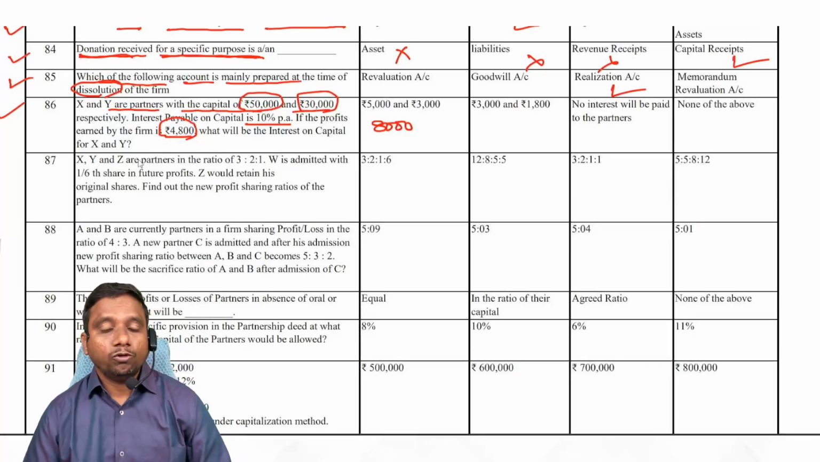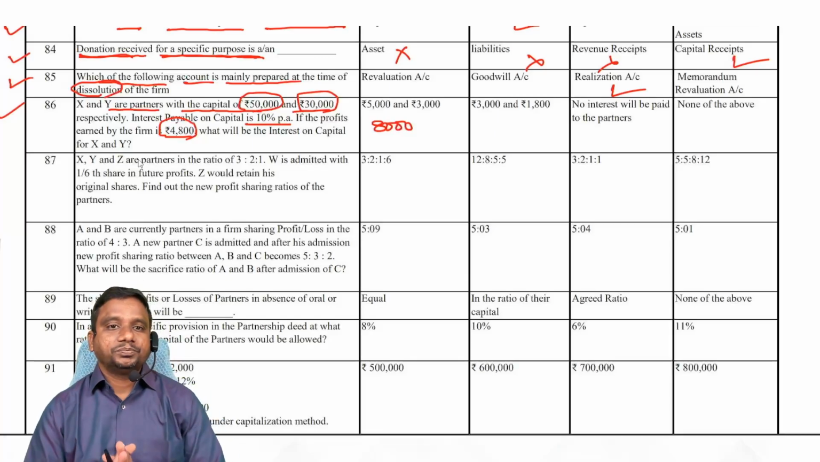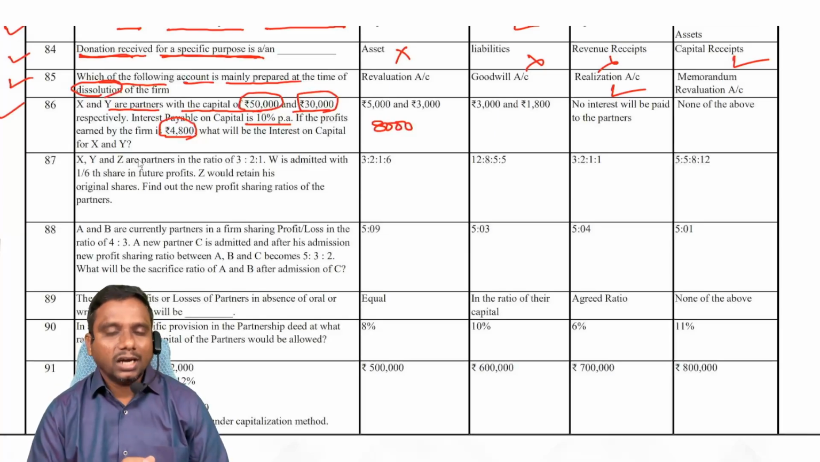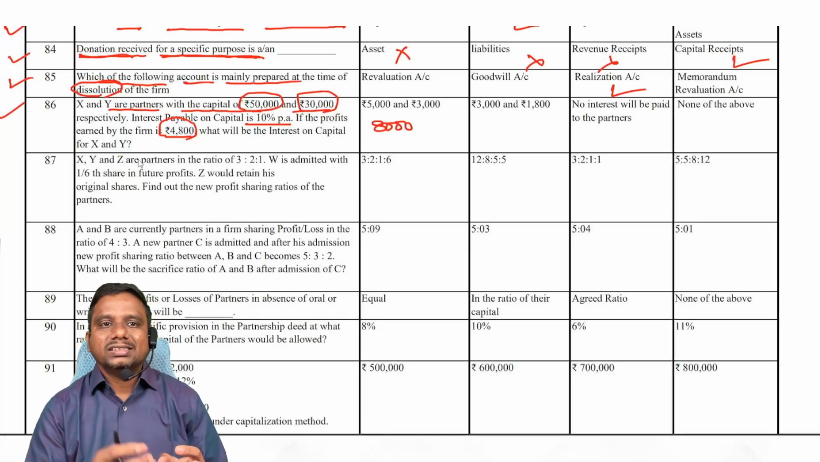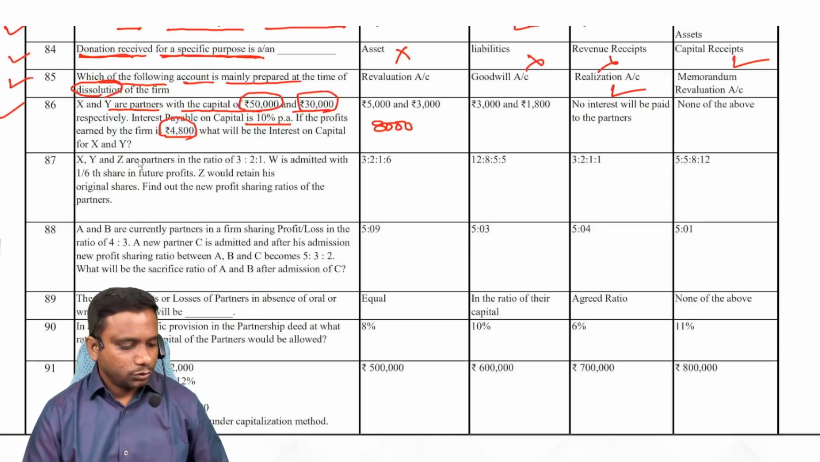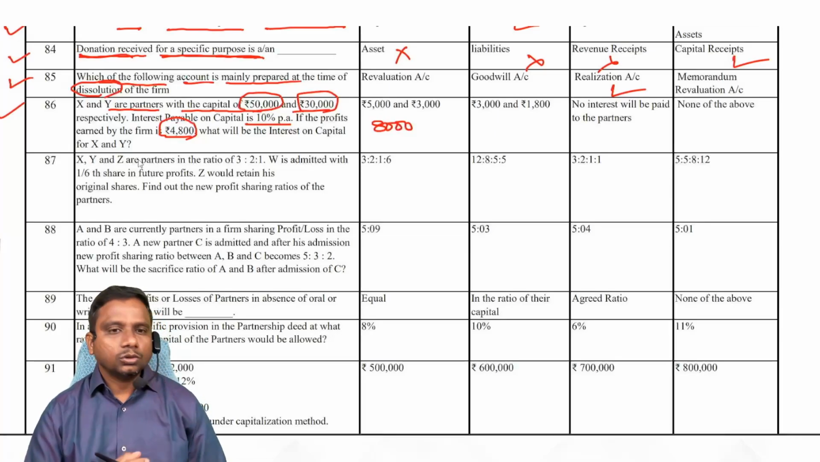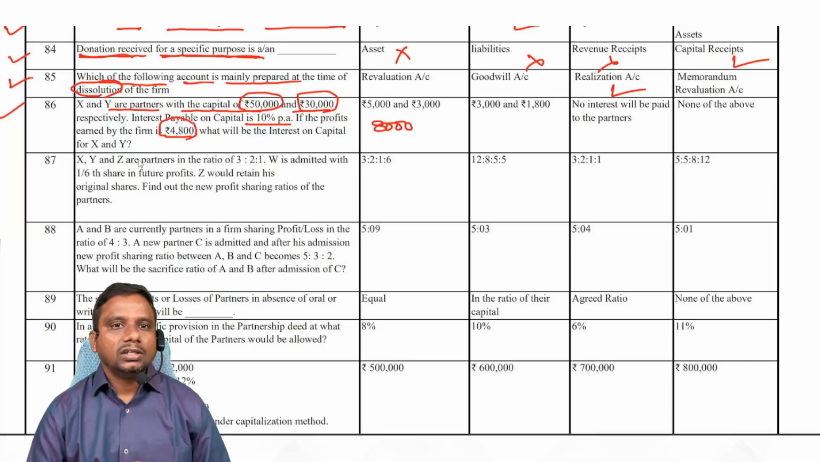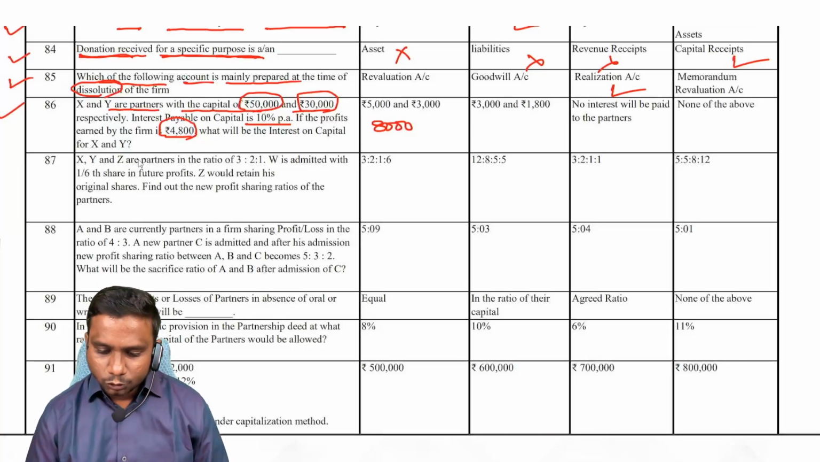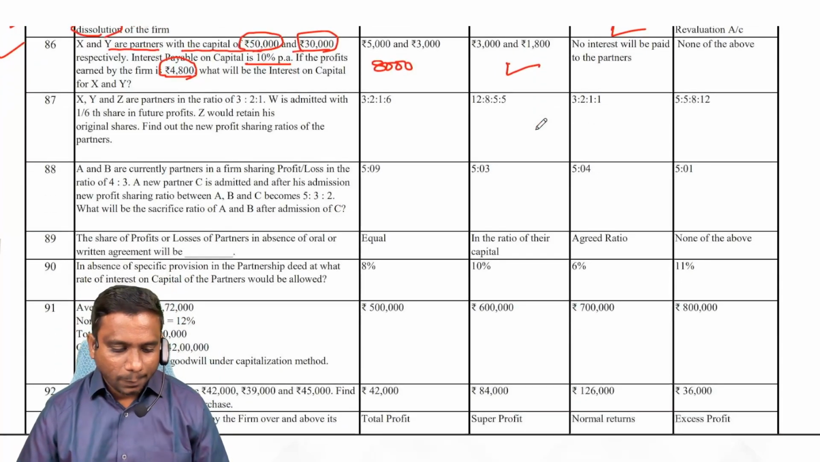Whereas we have only 4,800 profit. In case of insufficient profits, where profits are less than the interest to be provided, the available profit is distributed among partners in their capital ratio. The fundamental rule. The capital ratio is 5 is to 3. 4,800 into 5 by 8 is 3,000 rupees, and 4,800 into 3 by 8 is 1,800 rupees. So 3,000 and 1,800 is the correct option. Is it clear, students? Next one.